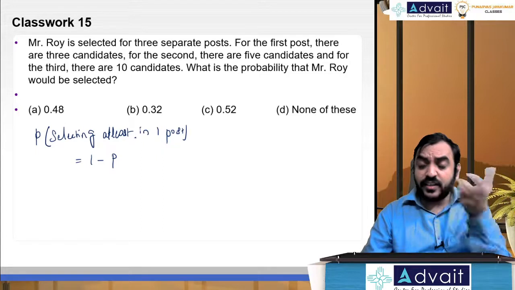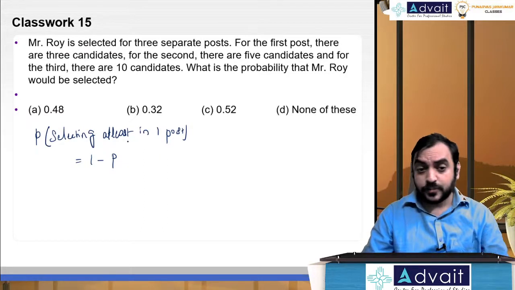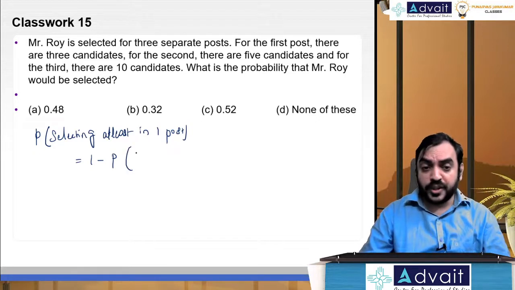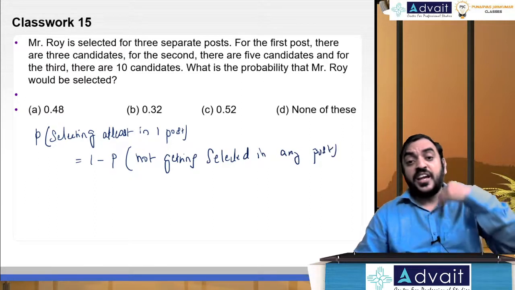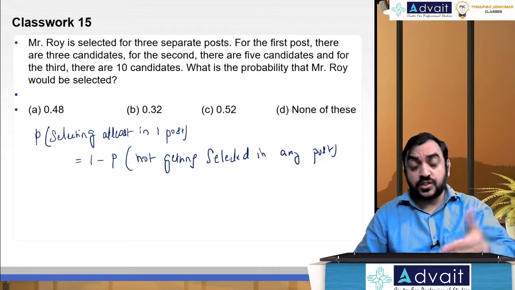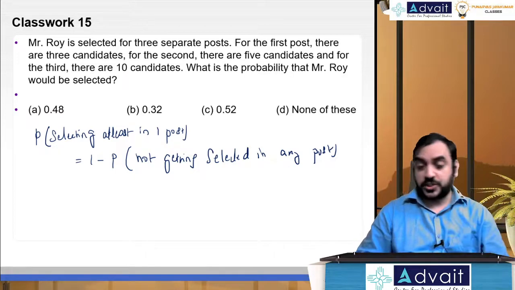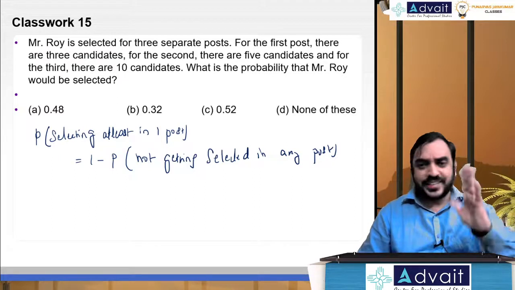You understand, right? Probability of either is 1 minus probability of neither. Complement. So probability of at least one post, probability of not getting selected in any post, which means failure in first post, failure in second post, failure in third post. And we need a failure in all the cases simultaneously.